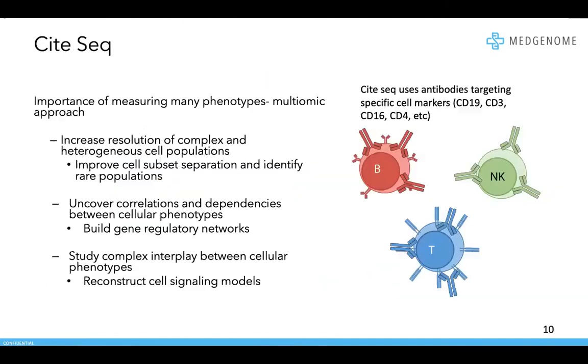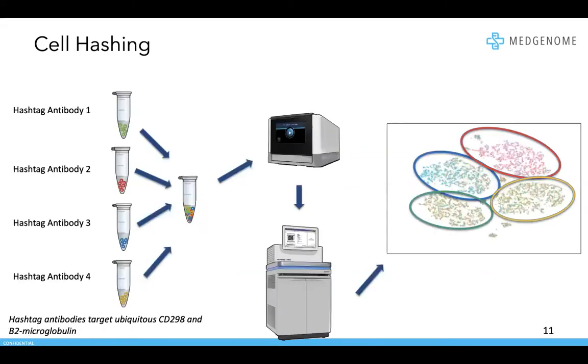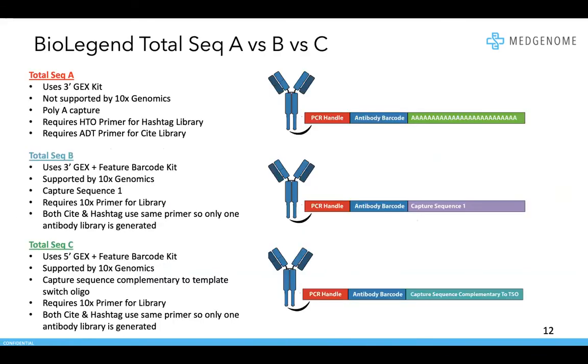So again, the main difference here is that CiteSeq antibodies are targeting specific cell markers that will identify the cell or the state of the cell, and these hashing antibodies just target ubiquitous cell markers. For CiteSeq and cell hashing, we use BioLegend TotalSeq A, B, and C in our lab.